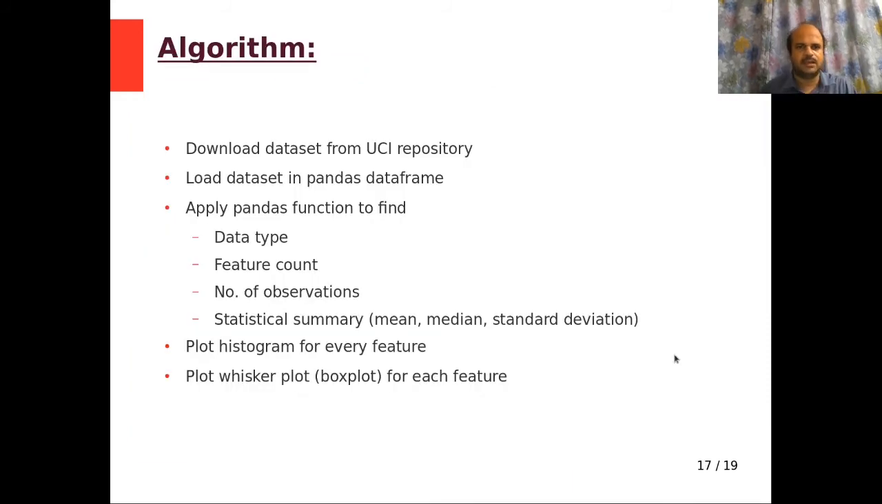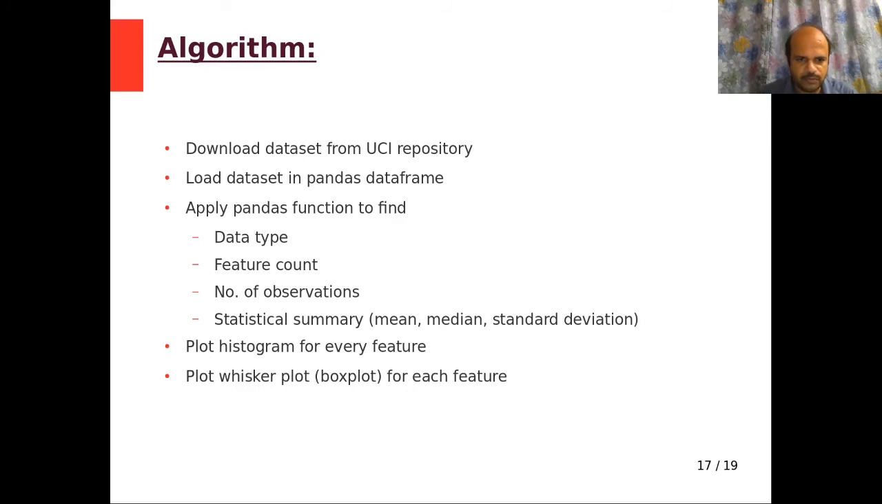Next is the algorithm. These are the step-by-step procedures which you have to follow to perform the experiment. What we do first is download the dataset from the UCI repository. Next is to load this dataset into the data frame. The third operation is that we use different pandas functions to find the data type of each attribute. We again find the count of different features, that is the attributes, and the number of observations.